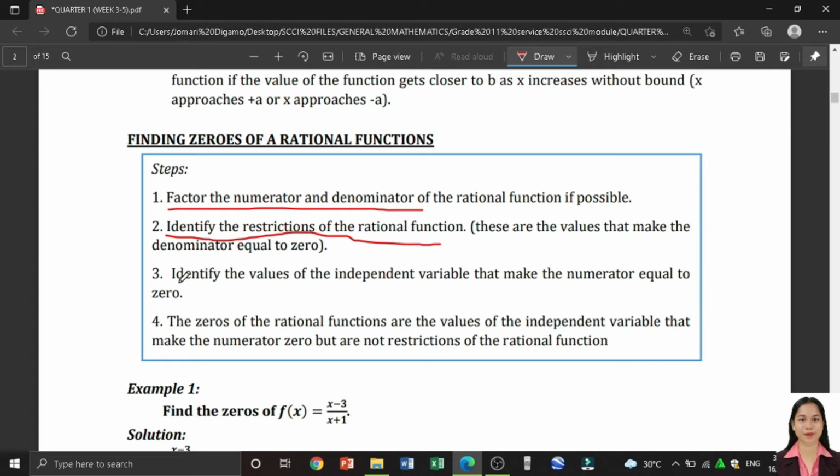Then, yung third step is identify the values of the independent variable. So, dito naman, to find the values of the independent variable, sa numerator naman tayo mag-focus. You're going to make the numerator equal to 0 to identify the values of the given function. And to identify the restricted values of the given rational function, mag-focus tayo sa denominator. Okay? And the last step is the zeros of the rational function are the values of the independent variable that make the numerator 0 but are not restrictions of the rational function. Okay.